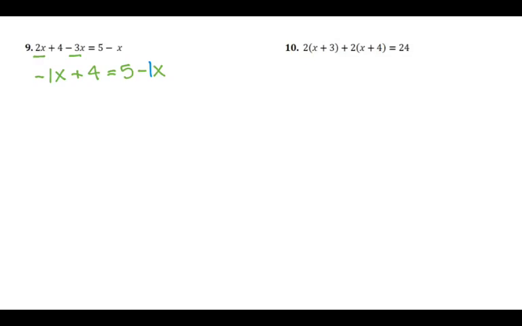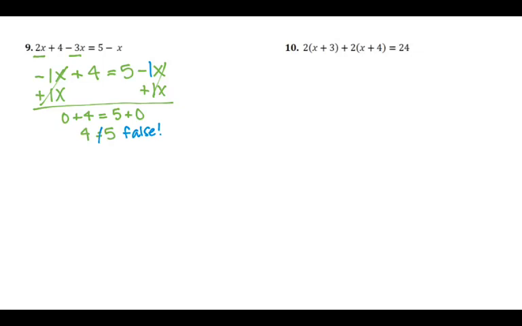Now I'm going to add 1x to both sides because once again I am trying to get my variables on one side, numbers on the other. And let's see what happens. So negative 1x plus x is going to cancel. That gives me 0. So I have 0 plus 4 over here, equals negative 1x plus 1x is 0 again. So 5 plus 0 over here, which gives me 4 equals 5. Now, does 4 equal 5? Of course it doesn't equal 5. That is something that is false.